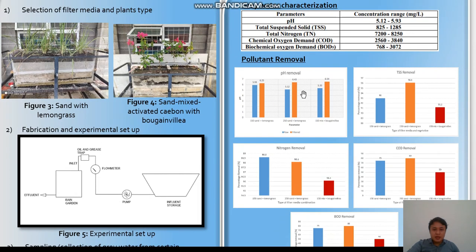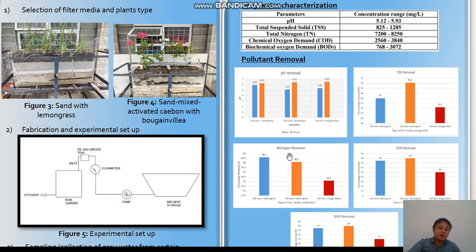From this findings, it can be seen that the 250 mm filter media with lemongrass is actually have the highest pH improvement, which means that it can improve pH the best. As for the TSS, it can be seen that the 250 mm sand with lemongrass have the highest suspended solid removal, which is up to 96.1%.